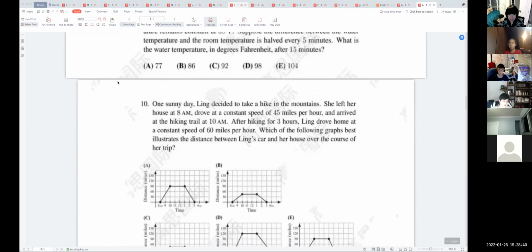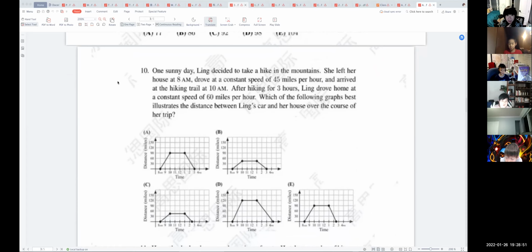One sunny day, Lynn decided to take a hike in the mountain. She left her house at 8 a.m., drove at a constant speed of 45 miles per hour, and arrived at the hike trail at 10 a.m. After hiking for 3 hours, Lynn drove home at a constant speed of 60 miles per hour. Which of the following graphs best illustrates the distance between Lynn's car and her house over the course of her trip? This question is very similar to the 2019 AMC8 question.